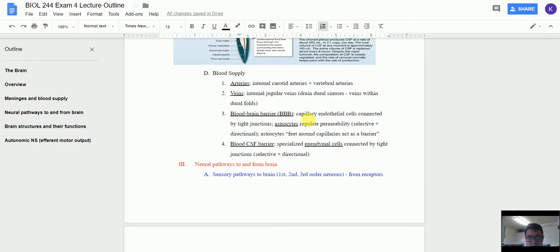The blood-brain barrier has capillary endothelial cells connected by tight junctions. It uses astrocytes to regulate permeability, selective and directional.